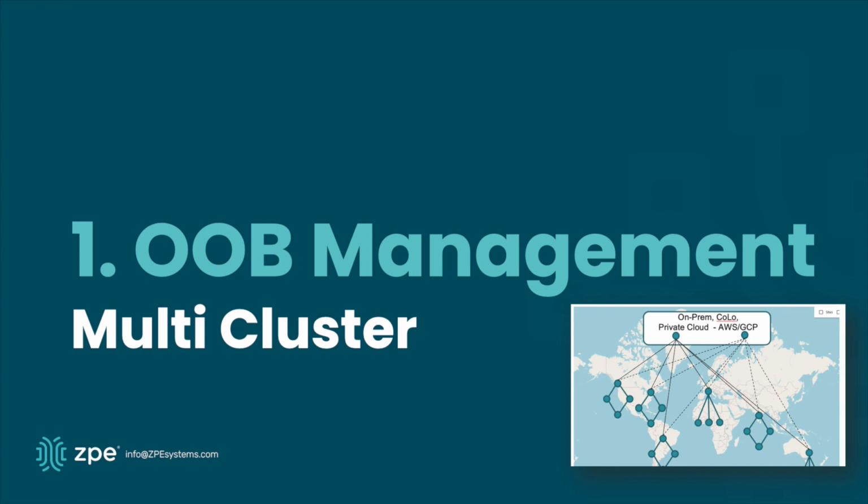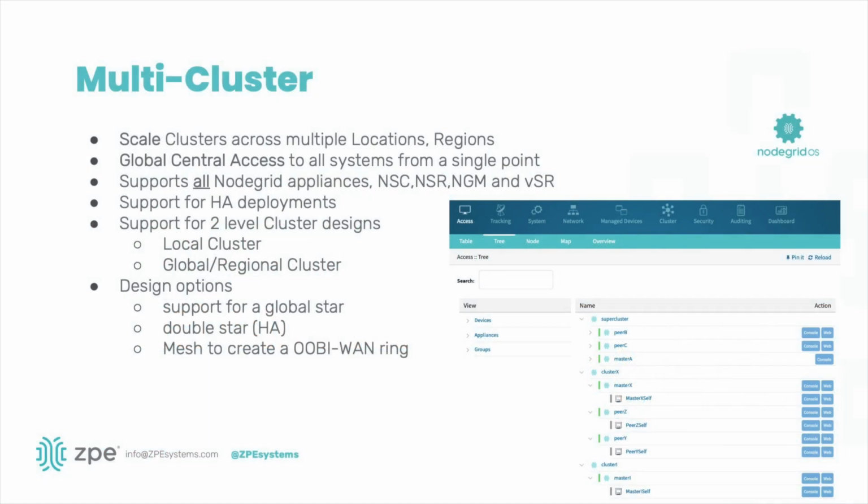The out-of-band management building block looks at the requirements a customer might have to access a device, even if it's not available currently on a network. The multi-cluster support extends our existing cluster capabilities and enables customers to create clusters which cross multiple locations and regions and provide them with central access to all of their systems from a single point.